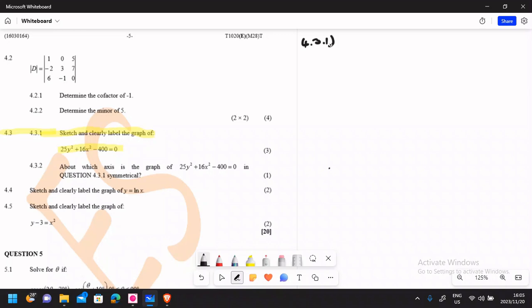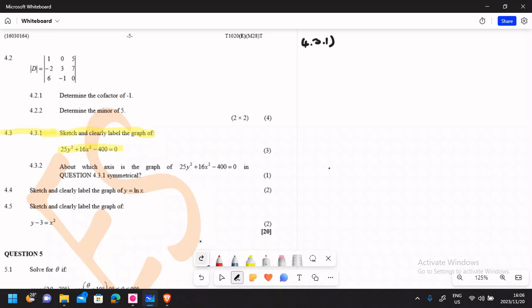Guys, whenever you have coefficients on x and y, and then here you have a constant, usually this is going to be your ellipse. Remember the graph that looks like an egg. Sometimes it looks like this, sometimes it looks like that. It's not a circle, guys. Be very, very careful.